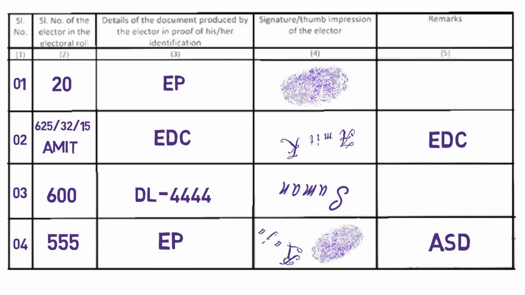So this is how the entries are written in Register of Voters of Form 17A in normal cases.